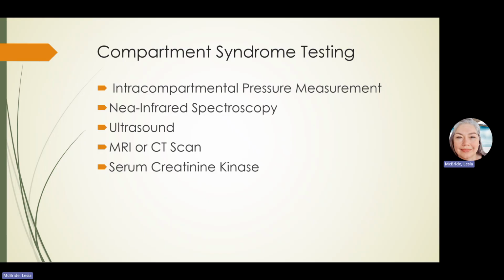They can also use near-infrared spectroscopy, or NIRS, which is a non-invasive way to measure tissue oxygenation. If there's less oxygenation in an area, we know that oxygen is not getting to that area, which may also indicate compartment syndrome. We can also use ultrasound to show if the blood flow is being inhibited. We can visualize, again, the swelling around the tissue. MRI and CT scan will also show us that swelling. And we can do a serum creatine kinase, because if it's elevated, that will tell us there's muscle damage.